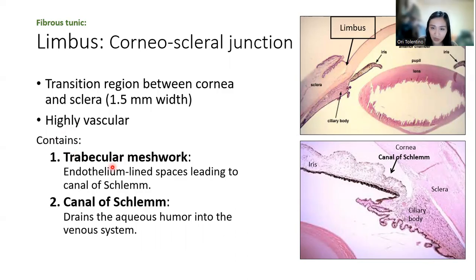The trabecular meshwork, which are spaces lined with endothelium that allows the fluid to flow into the canal of Schlemm. So these are the smaller endothelium-lined spaces, and the larger canal of Schlemm, on the other hand, drains the fluid back into the aqueous and episcleral veins, or the veins that surround the sclera, and delivers the water of the aqueous humor back to the blood.